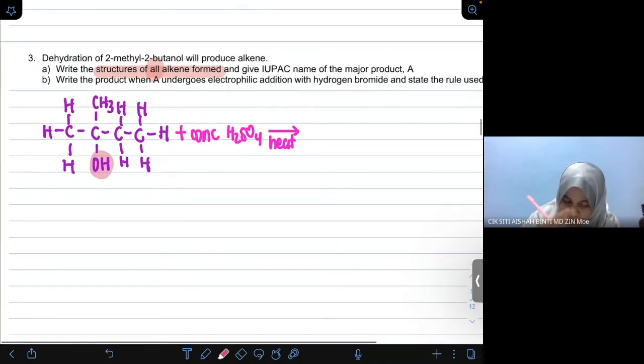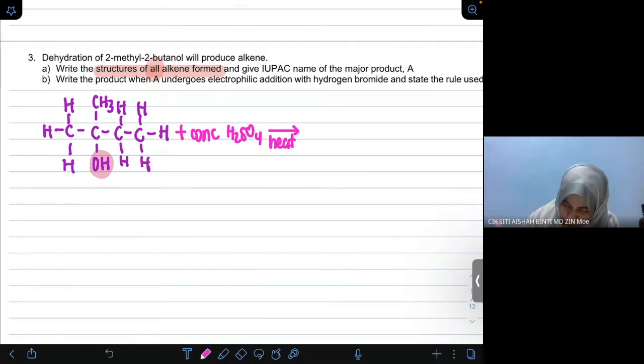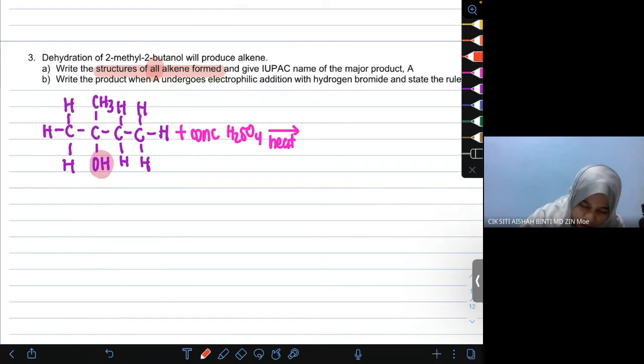Okay, so bila kita tengok dekat sini, this is our carbon, the carbon containing OH. Sebelah dia kita tengoklah, we have to check our left, our right, and the one above it. Okay, so bila kita tengok dekat sini, here is primary, here is primary, and here is, apa nama ni? 1, 2, secondary.